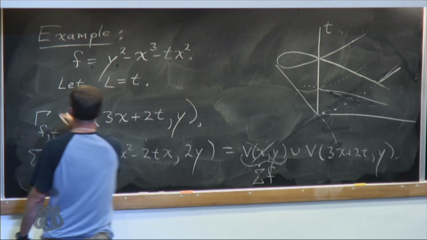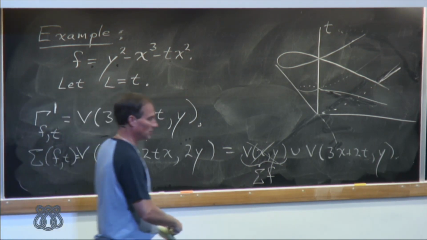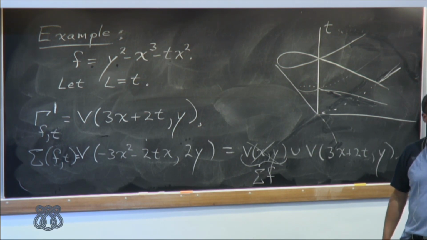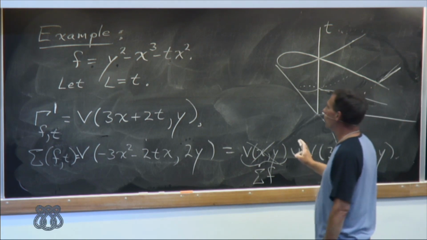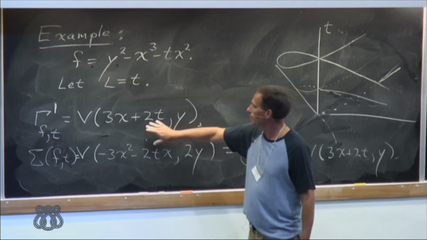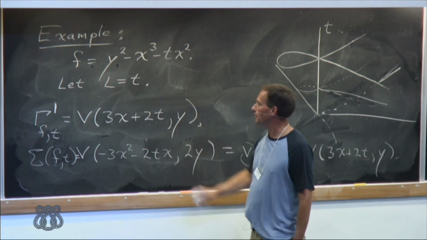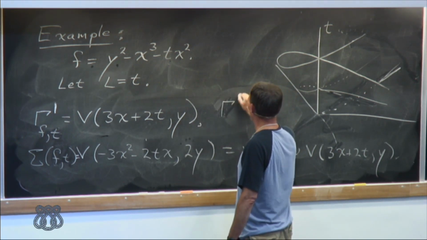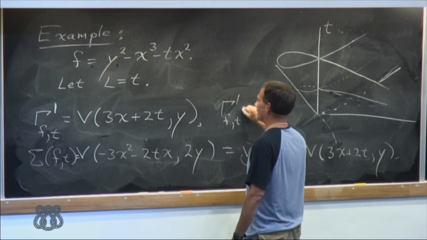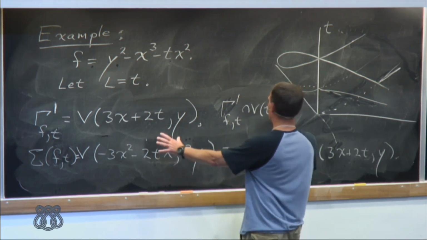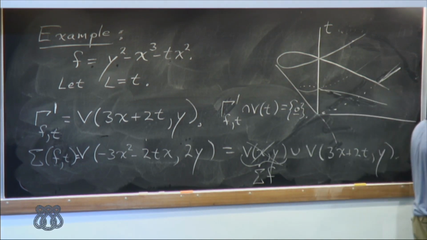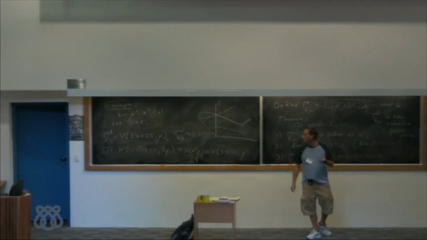This is the relative polar curve. And it is intersected properly by V(t). If you intersect with V(t), you just get the origin, right? So this is one-dimensional, and it's true that gamma 1 of f_t intersected with V(t) is exactly the origin. So we certainly have these two properties. I'm not going to bother with this one. That's the relative polar curve.